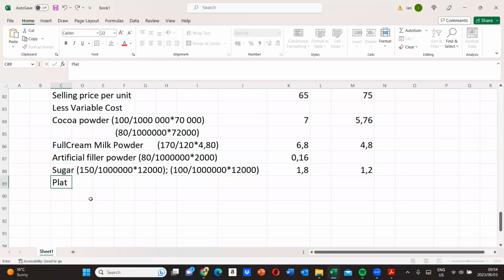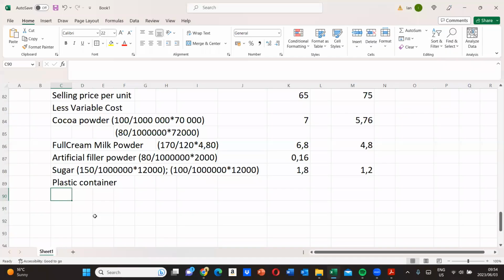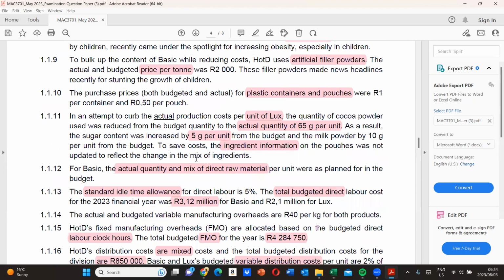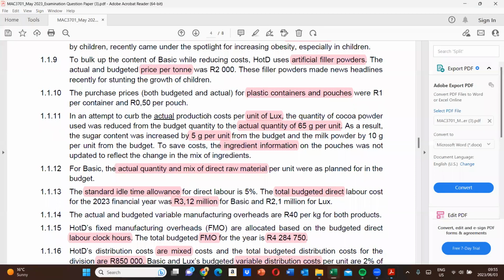And cocoa powder, full cream milk powder, and sugar combine to produce luxury hot chocolate. 1 unit of basic contains 500 grams of basic hot powder packaged in a non-recyclable plastic container. Can you see? So for basic, we use plastic container. Lux contains 300 grams of luxury hot chocolate, packaged in a recyclable pouch. So which means the pouch is for the other one.